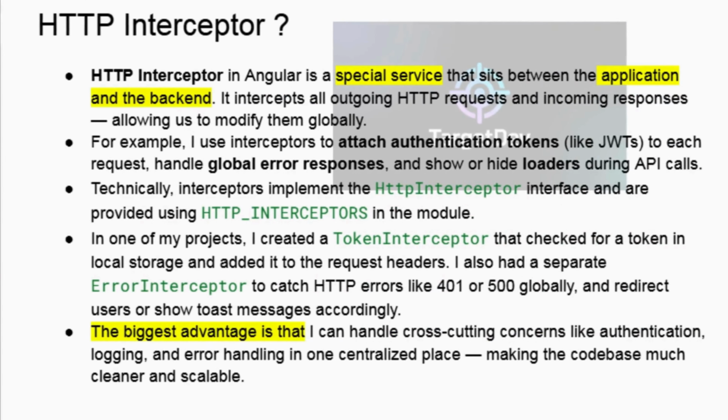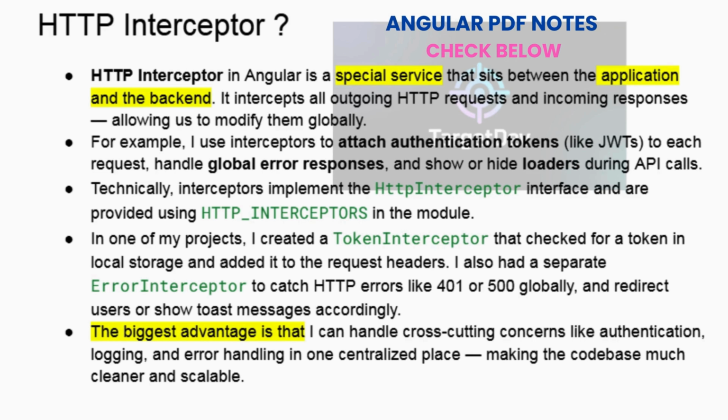What is HTTP interceptor? HTTP interceptor in Angular is a special service that sits between the application and the backend. It intercepts all outgoing HTTP requests and incoming responses, allowing us to modify them globally. For example, I use interceptors to attach authentication tokens like JWTs to each request, handle global error responses, and show or hide loaders during API calls.